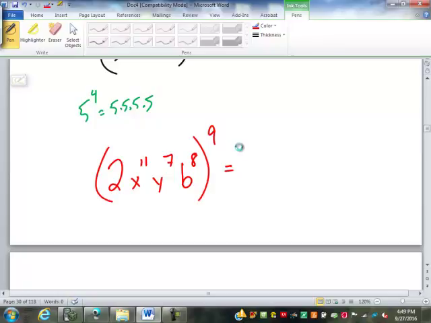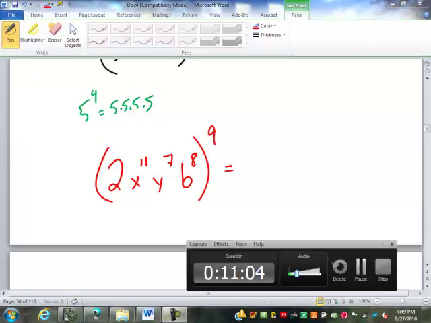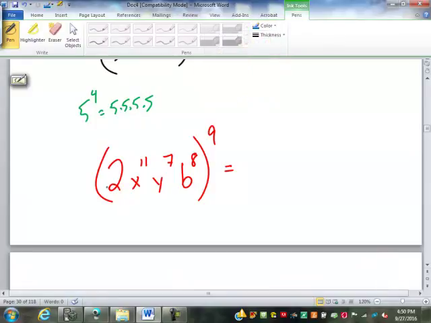Try this one. So we do 2 to the 9th power, which is 512. Good. X to the 99. Y to the 63rd. And B to the 72nd. Good. So we can take a number to a power, or a variable, algebraic number to a power.